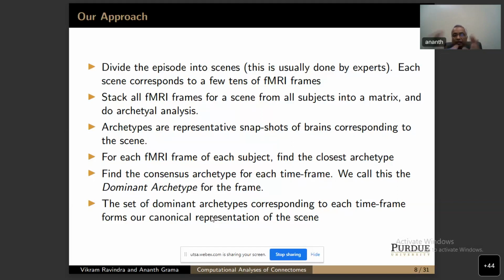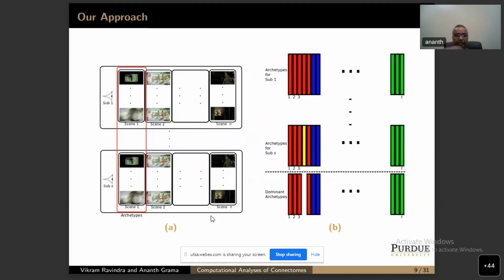So this is really cool. Now I've taken you from the space of fMRIs to something that I'm deriving from the fMRIs that represents the scene. So pictorially, this is the process.